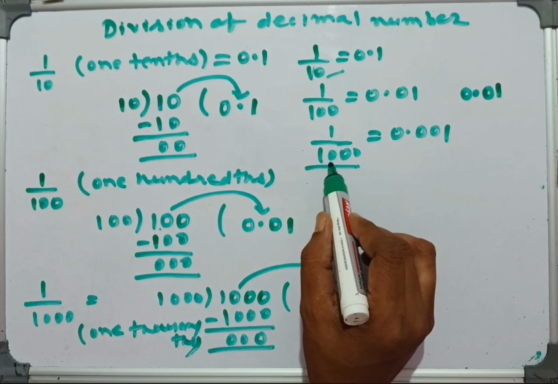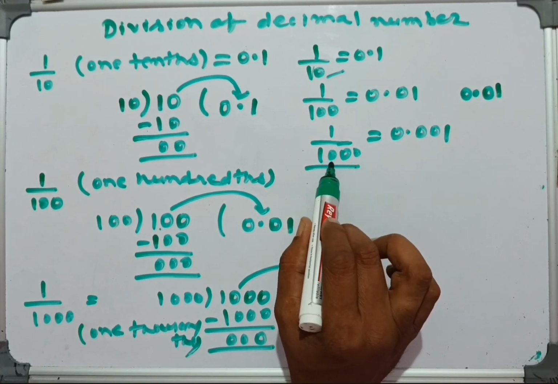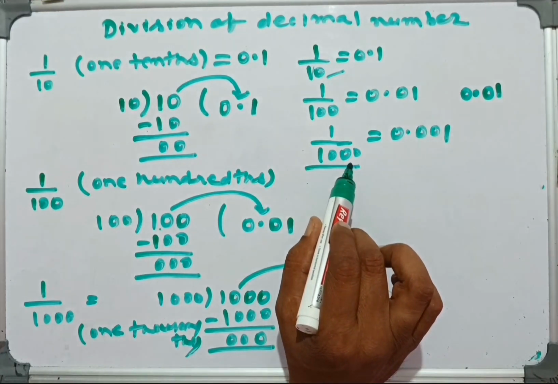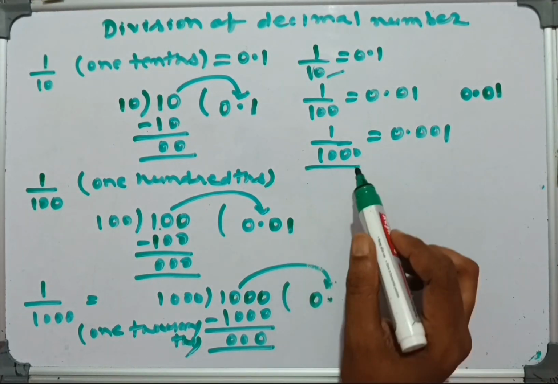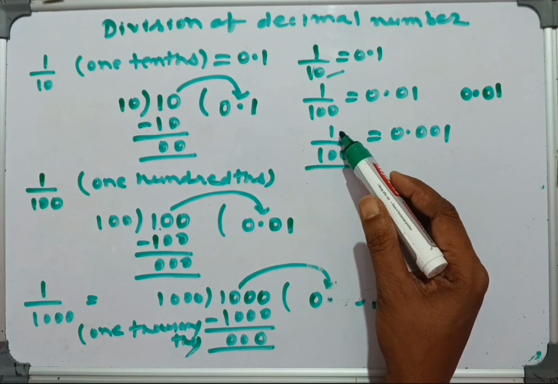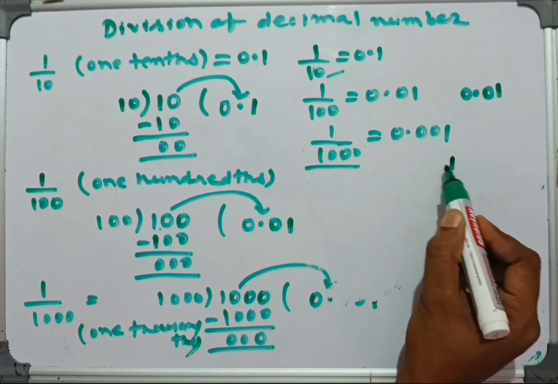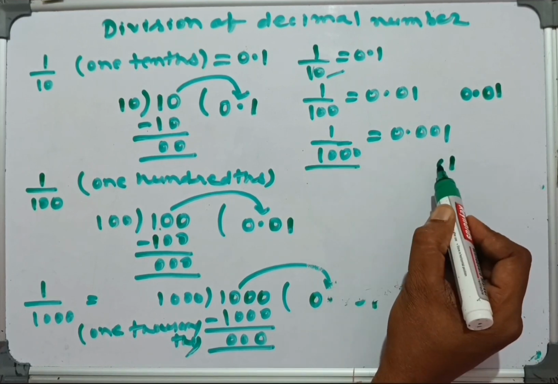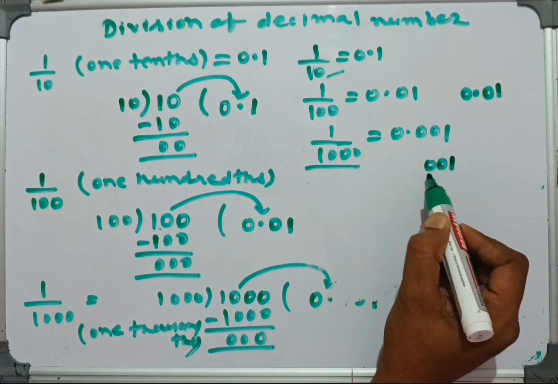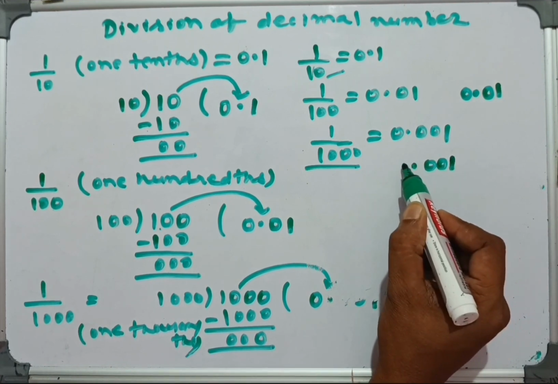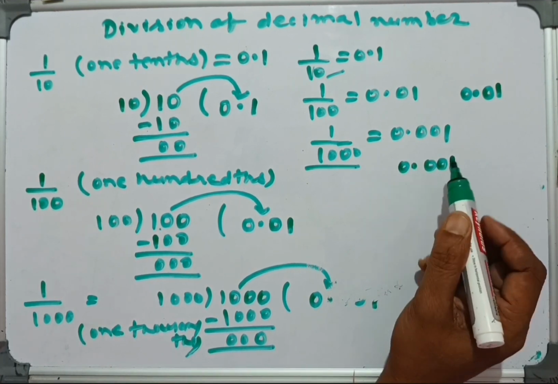Here there are 3 zeros, so it means there are 3 decimal places in the answer. Because the numerator is a 1, first write 1, then the zeros. Now there are 3 decimal places. So the solution is this one.